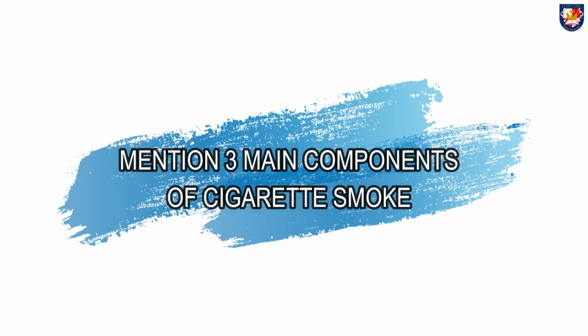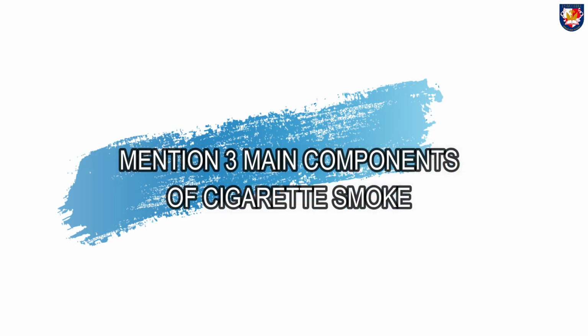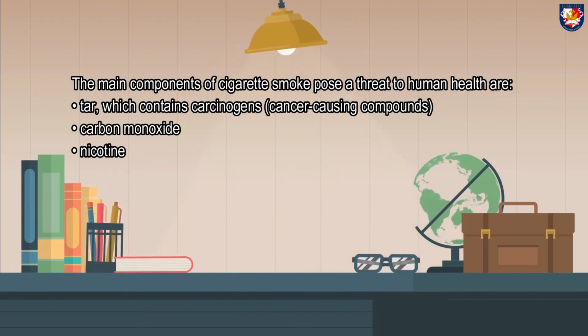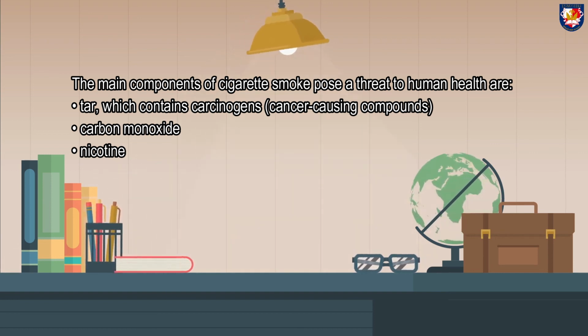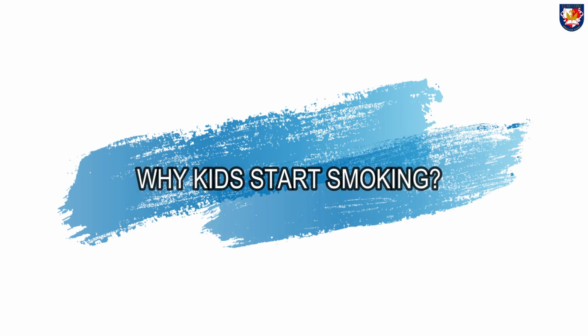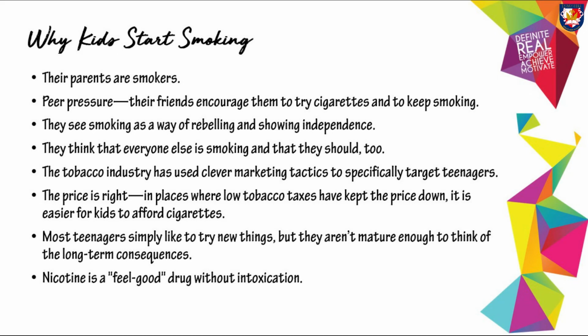Mention three main components of cigarette smoke. The main components of cigarette smoke that pose a threat to human health are tar, which contains carcinogens or cancer-causing compounds, carbon monoxide, and nicotine. Why do kids start smoking? Kids start smoking for the following reasons.